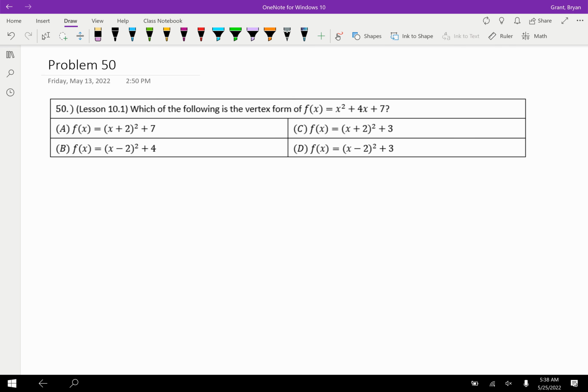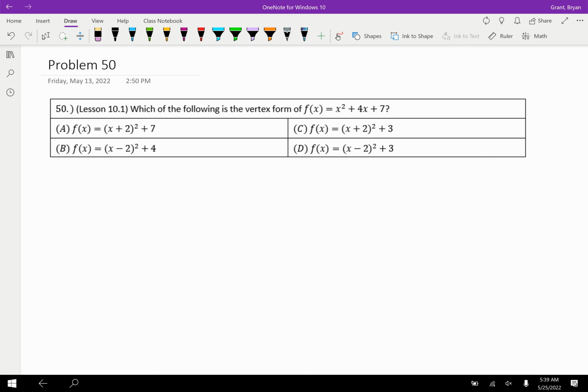We're looking at problem 50, which comes directly from lesson 10.1, and there's going to be a little bit of 10.2 thrown in as well. So, let's take a look at 10.1. Which of the following is the vertex form of f of x equals x squared plus 4x plus 7?